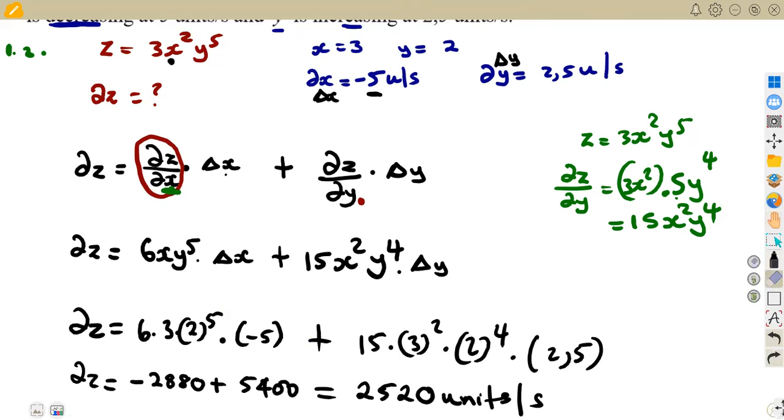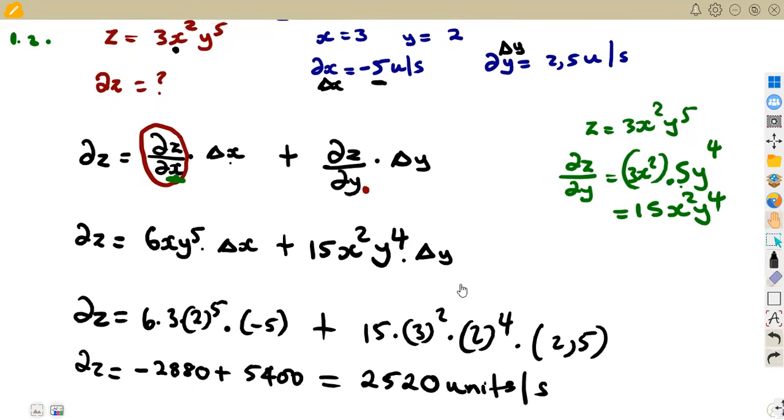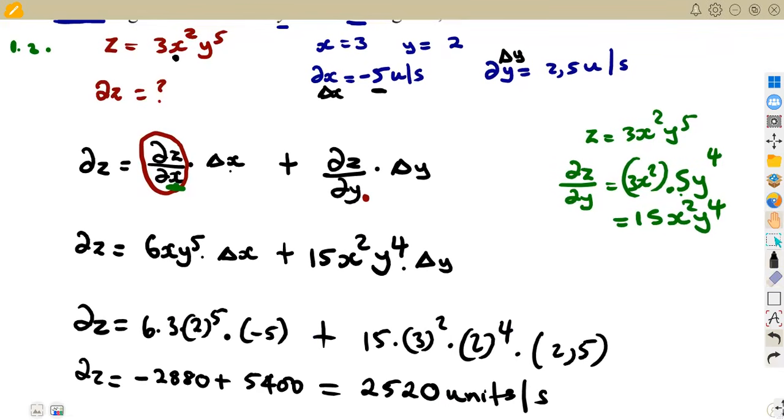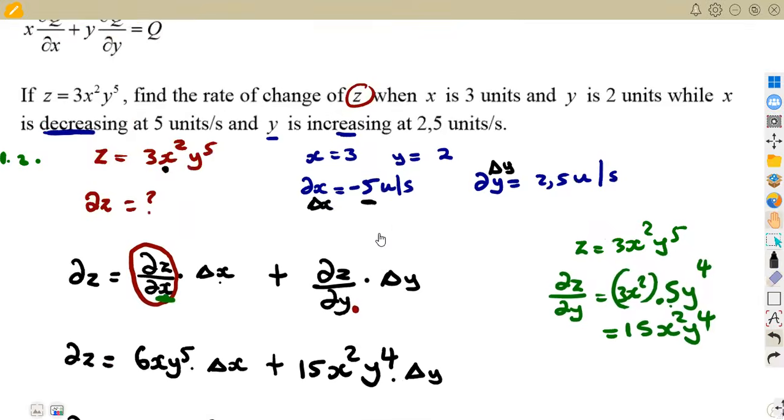So that is how we were supposed to attempt this typical question. That is the change in z, the rate of change that happened in z, and it's positive, meaning z was increasing under these conditions. If you obtain a negative, it means z was decreasing at that condition. That is how you attempt these typical questions.